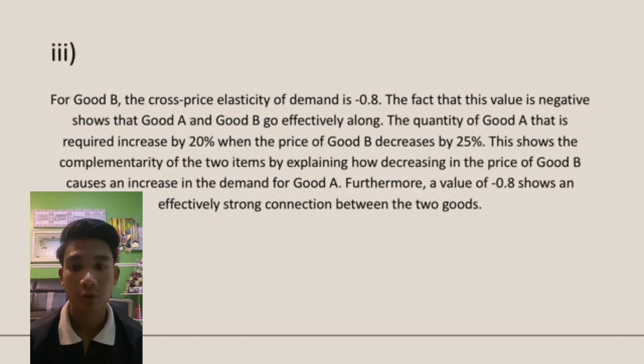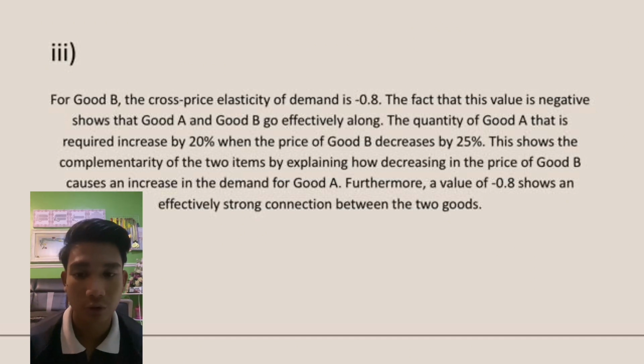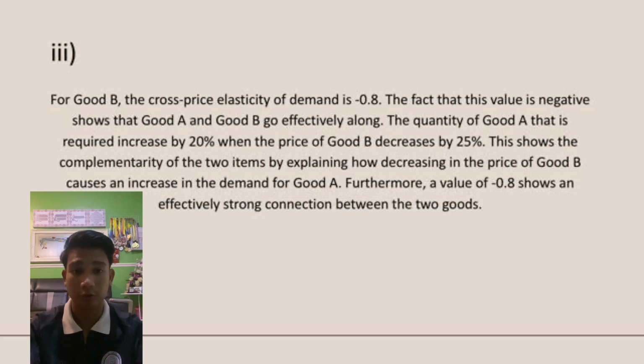So the value of cross price elasticity of demand is 0.8. This value shows that good A and good B go together. The quantity of good A is increased by 20% and the price of good B increased by 25%. The value of 0.8 shows a strong connection between the two goods. Thank you.